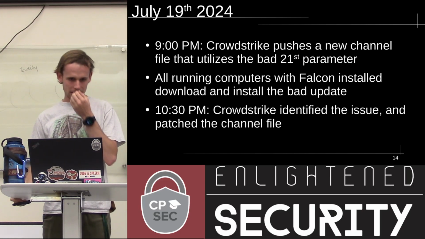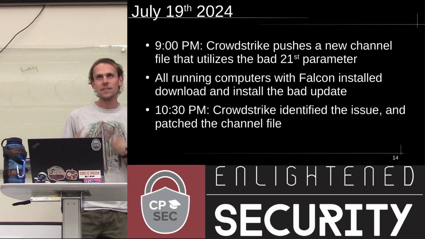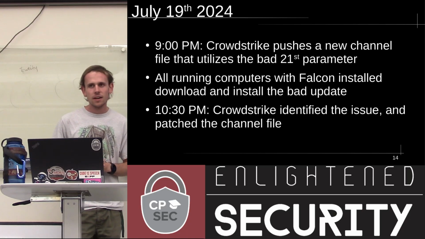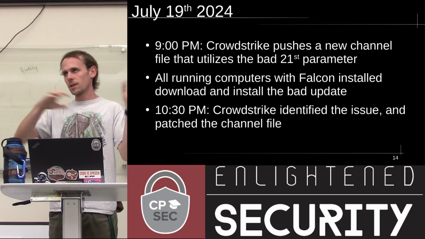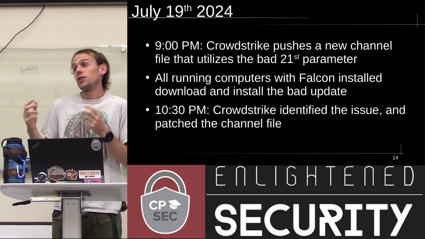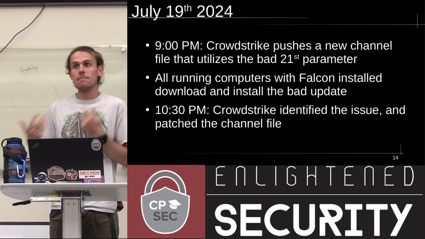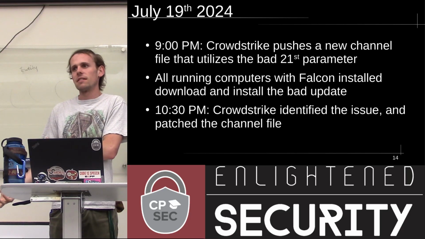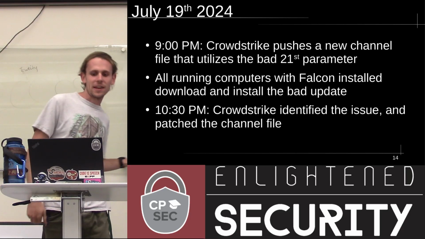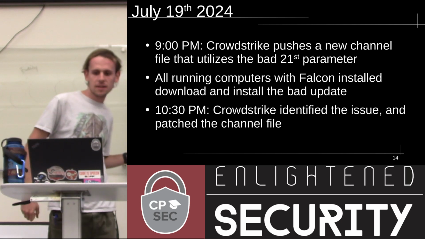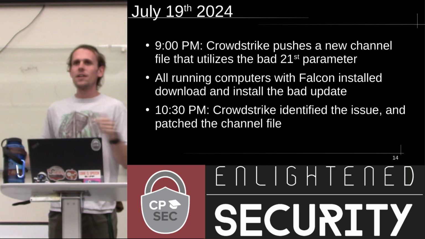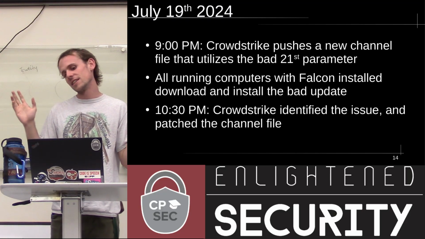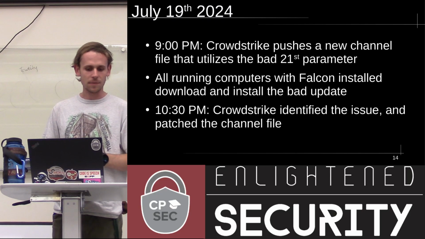So going back to the timeline, at 9 p.m. Pacific time, CrowdStrike pushes a new channel file that utilizes the bad 21st parameter. What happened from the code's perspective is it says, oh, I actually need to check this 21st parameter to see if it's a threat. And it tries to check the 21st parameter, and it tries to dereference a null pointer. We're going to talk more about that later. If you don't know what that means, that's totally fine. But if you try to dereference a null pointer, the system crashes. We're going to get into more technical nerdy detail later.